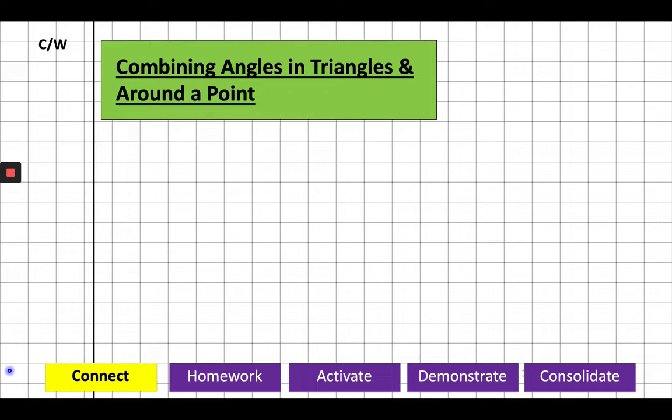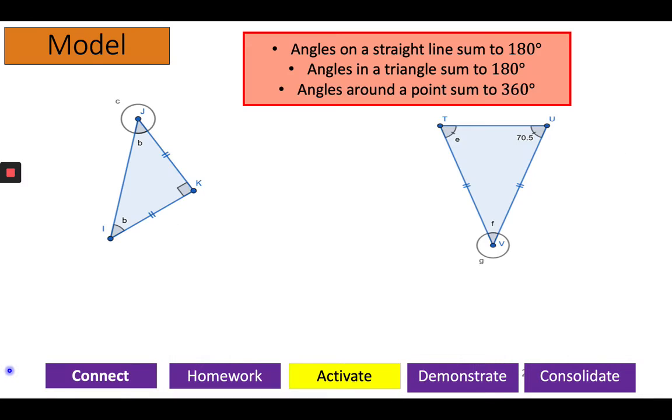Today we'll be looking at combining angles and triangles on straight lines and around a point. So far we know that angles on a straight line sum to 180 degrees, angles in a triangle sum to 180 degrees, and angles around a point sum to 360 degrees.